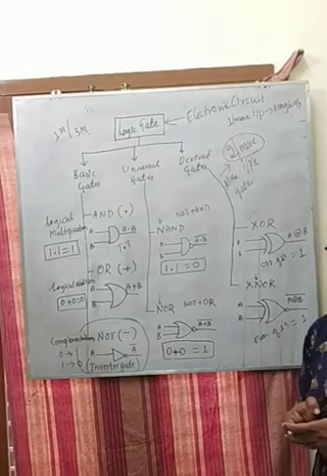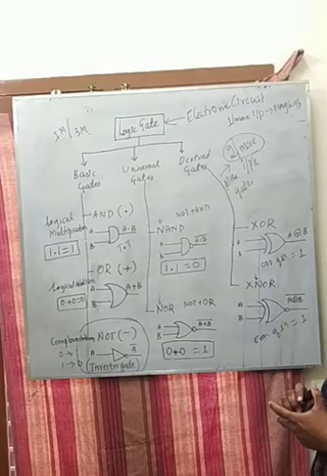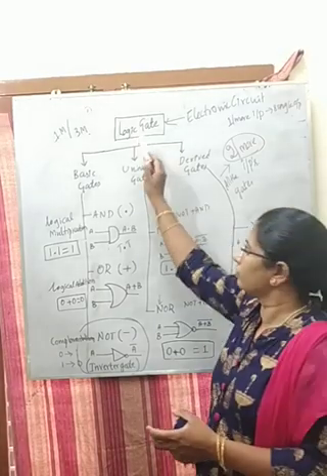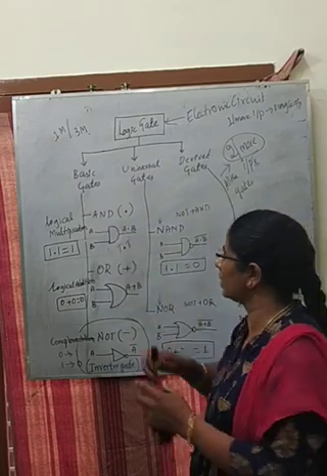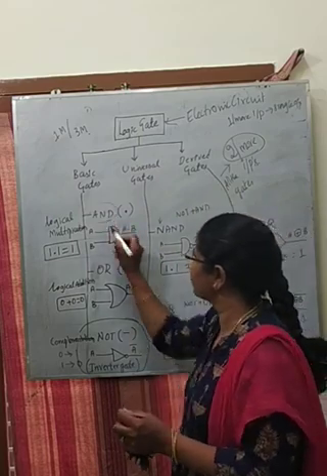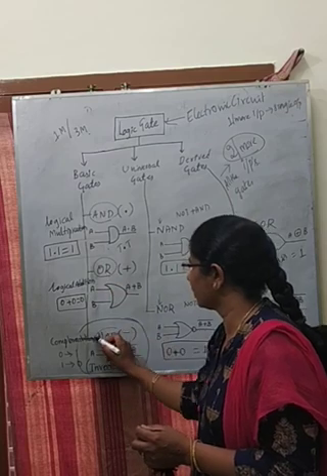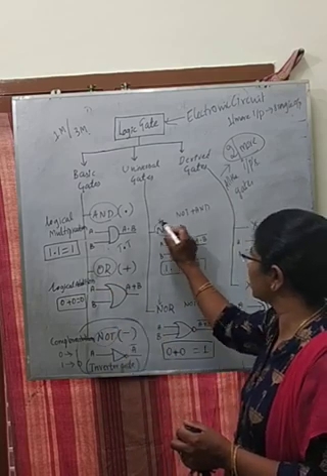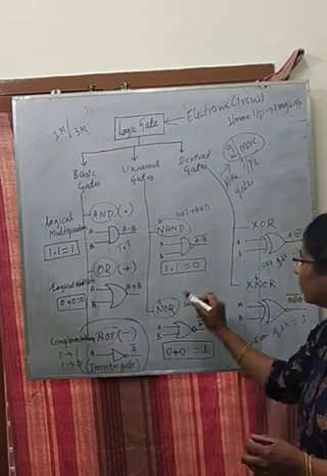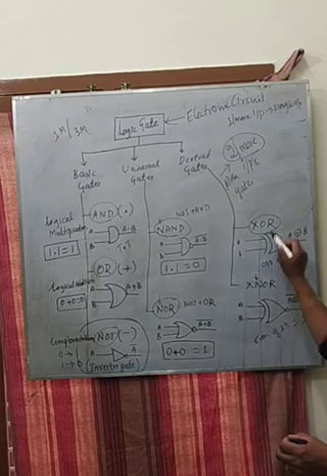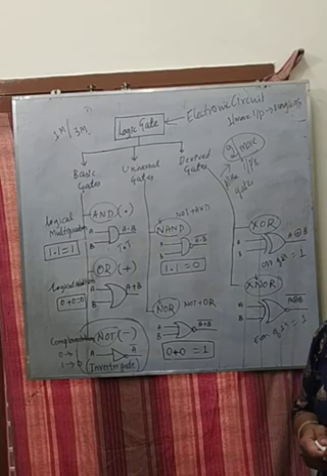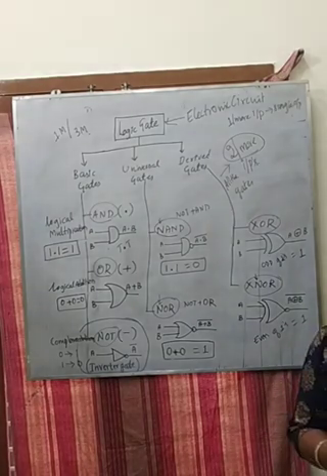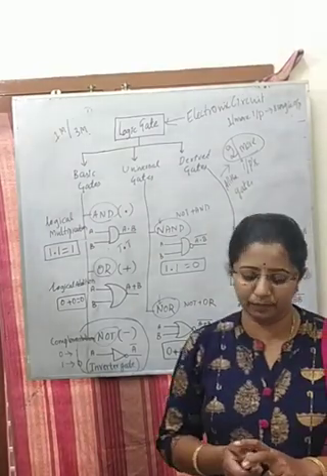Okay. Hope you understood clearly about the logic gates. There are 3 types of logic gates: basic gates, universal gates and derived gates. Basic gates are AND gate, OR gate, NOT gate. Universal gates are NAND gate, NOR gate. Derived gates are XOR gate and XNOR gate. Okay. We'll continue in the next class with Boolean theorems. Thank you.